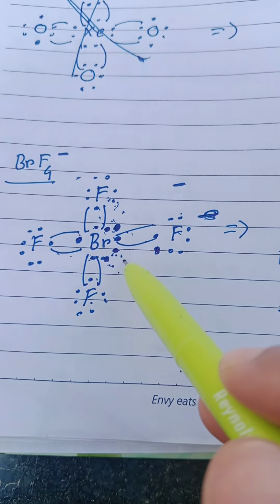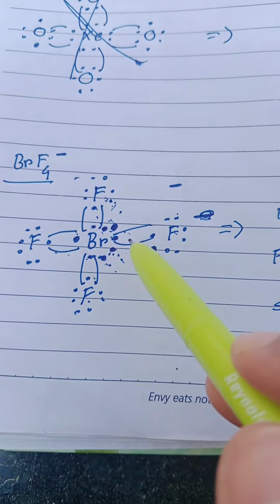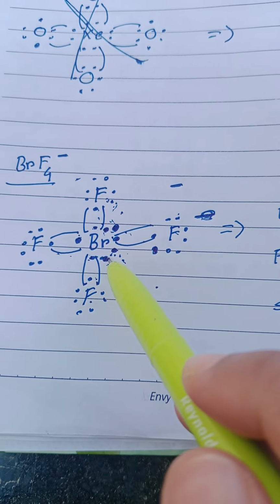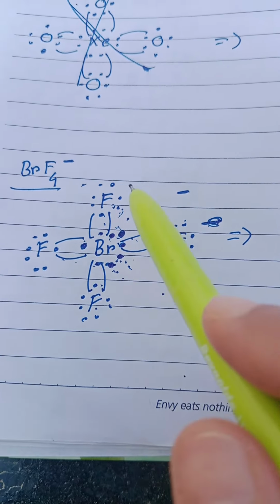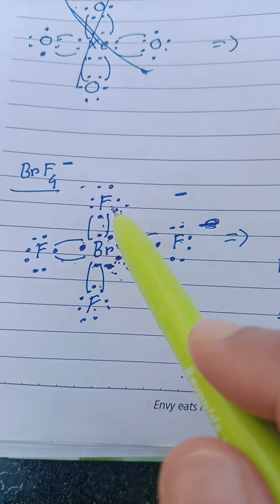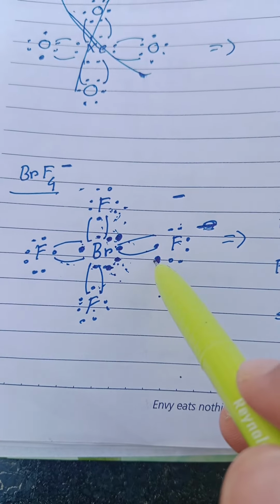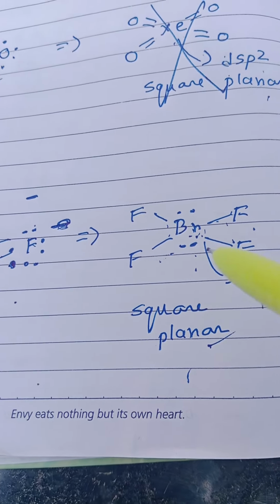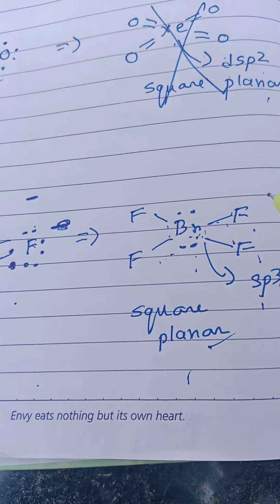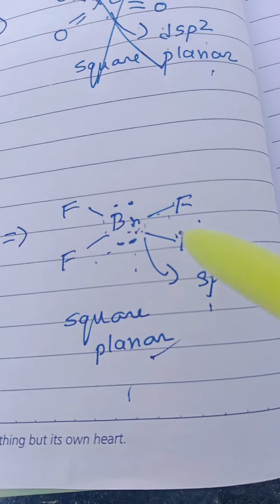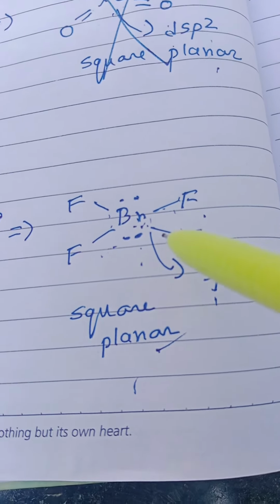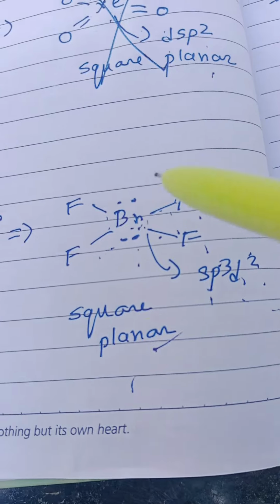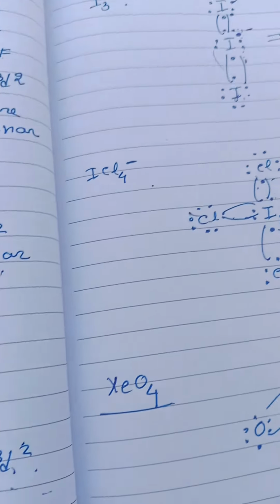Now bromine has 7 valence electrons. Due to the negative charge, 1 electron is coming to bromine, so bromine has 8 valence electrons. Fluorine has 7 valence electrons. Each fluorine shares 1 electron to form 4 covalent bonds. Now bromine has 4 covalent bonds with 4 fluorine atoms and 2 lone pairs. That means bromine has 6 hands. Bromine hybridization is sp3d2. Structure is square planar.